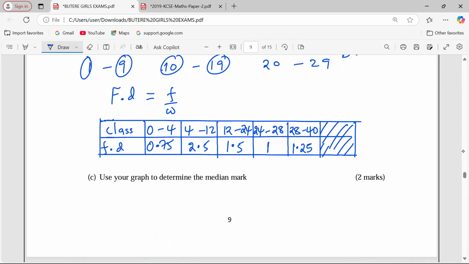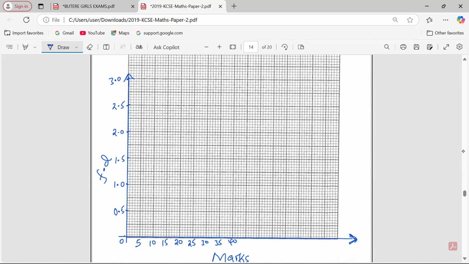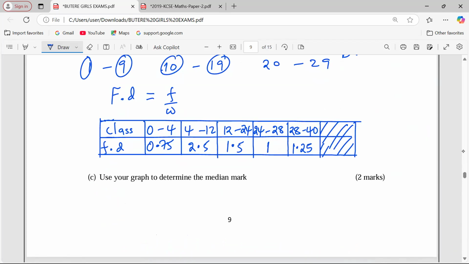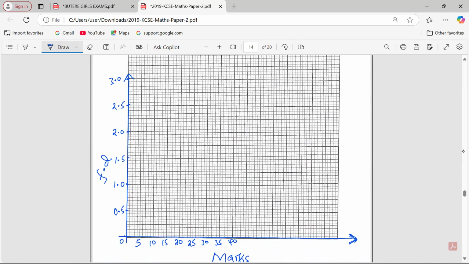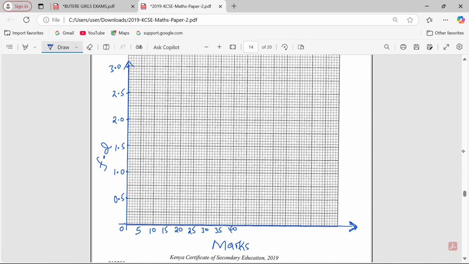Okay. I think we need a better scale for these classes now. 0 to 4, then from 4 to 12. So for 0 to 4, we will have a height of 0.75. This is 0.5, 0.6, 0.7, so 0.75 is exactly there. So 0.75 will be the height.